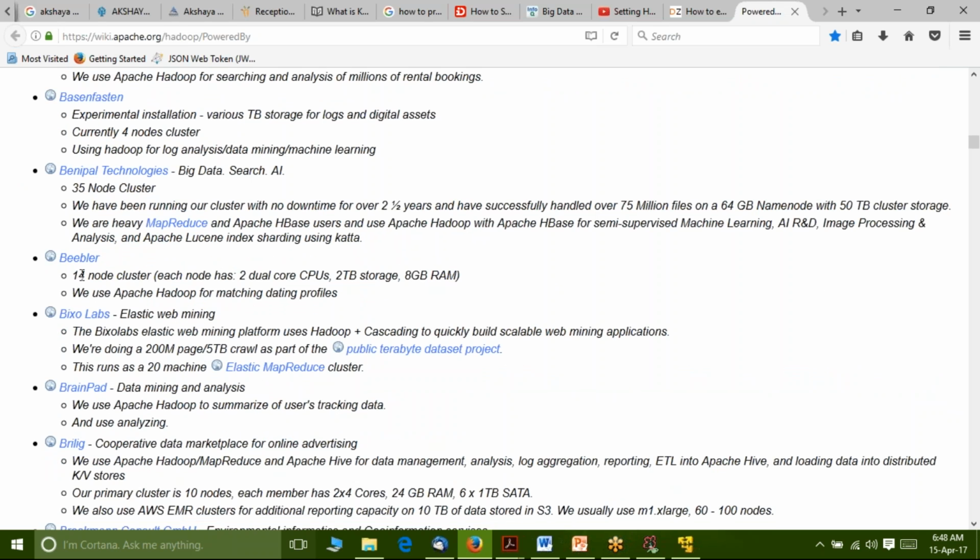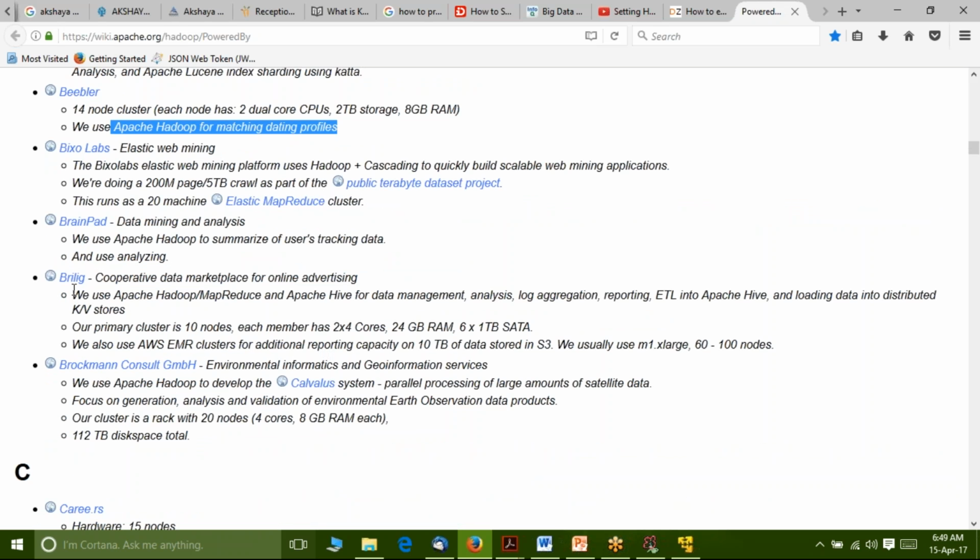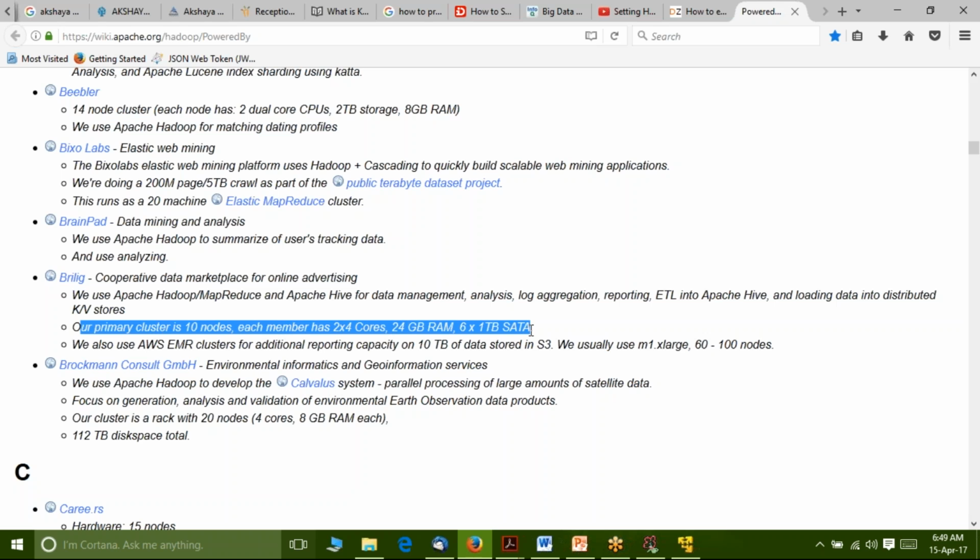So you see the other one, a 14 node cluster. Each node has two dual core CPUs, 2 TB storage, 8 GB RAM. We use Apache Hadoop for matching dating profiles. Hope you are following what I'm saying. Brillig is a company. Our primary cluster is 10 nodes. Each node has 2 into 4 cores, 24 GB RAM, 6 into 1 TB SATA drives. So I think you understand from this one.